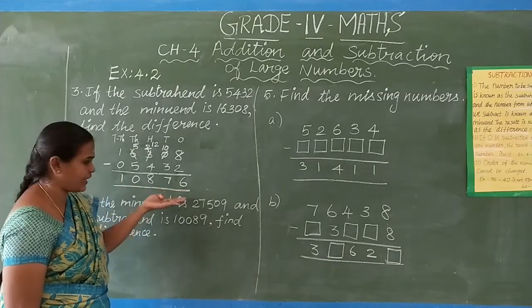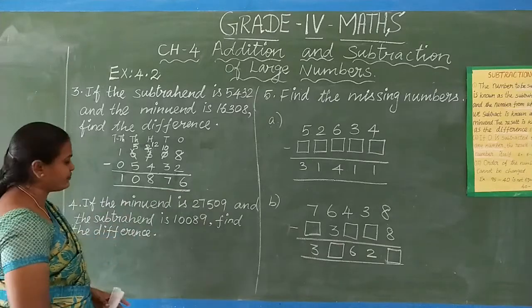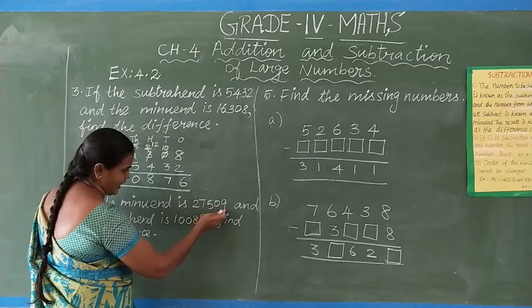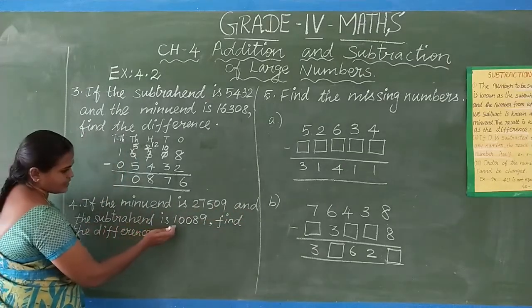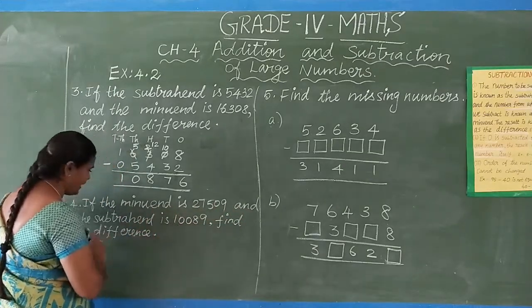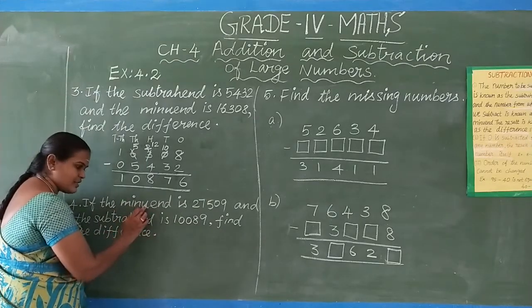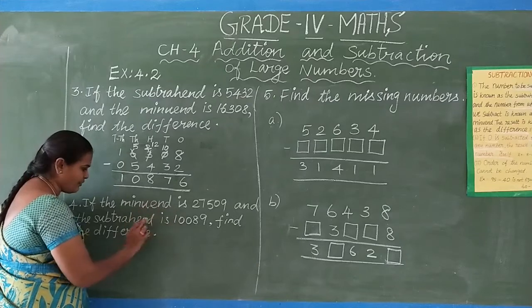10,876. Okay, like the fourth sum. So if the minuend is 27,509 and the subtrahend is 10,008, find the difference. So which one is the first? This one or this one? This is the first. Minuend minus subtrahend.